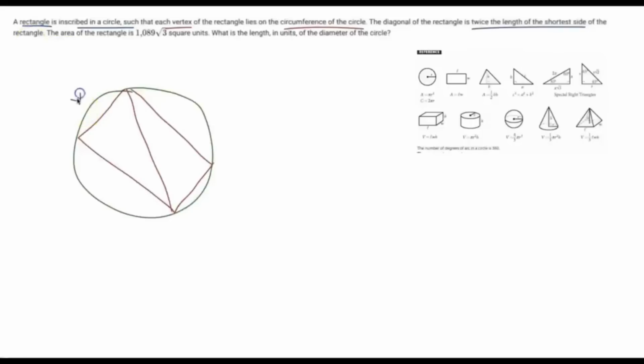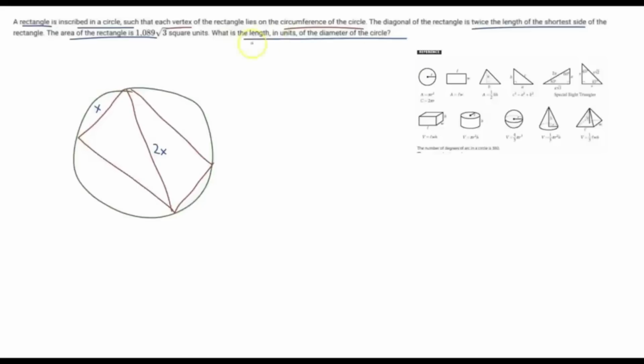So this right here is our shortest side. And so let's just label that X. Let's call that X. And it's twice the length, so we can call this 2X. Therefore, that is twice the length. The area of the rectangle is 1089 times square root 3 square units. What is the length in units of the diameter of the circle?